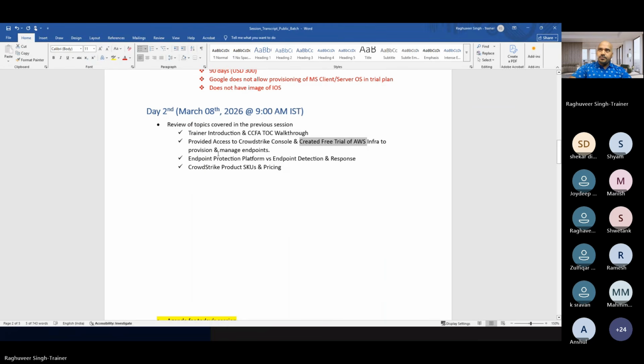Sir, can we use VMware Workstation on a local machine? Absolutely. You can use that also. All we need is a virtual server or a virtual machine that we want to onboard into CrowdStrike.